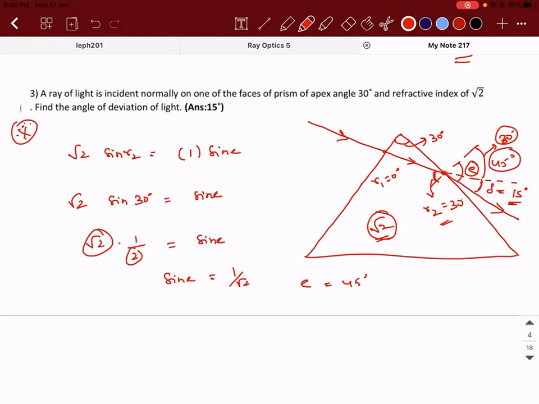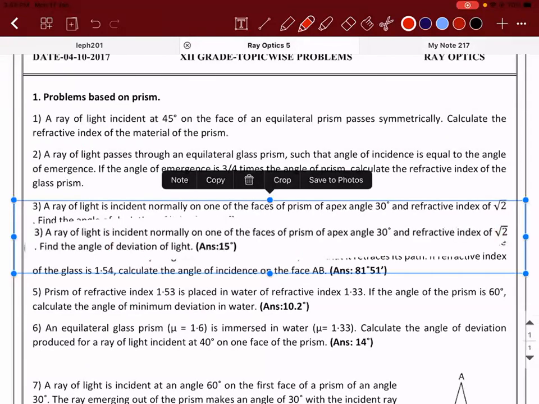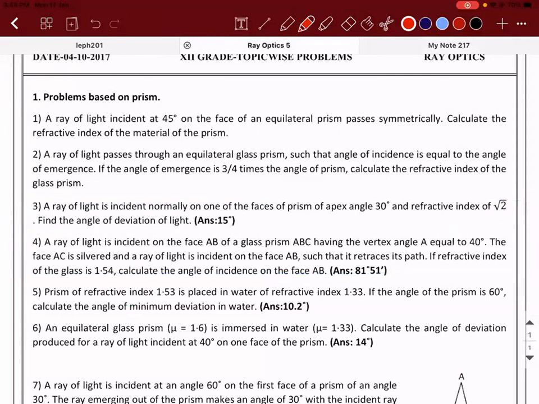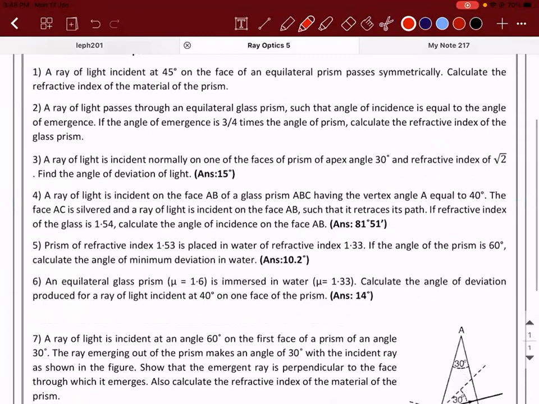Yes, sir. We'll do one last problem. Then there is one more concept that is left out in Prism, that is dispersion of light. We'll do that. With that, Prism concept is over. Fourth one. So try this.